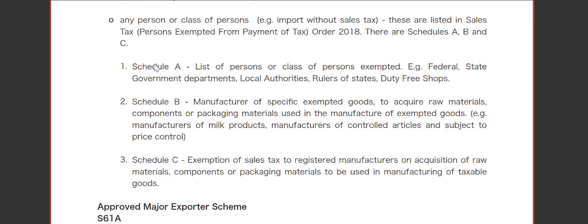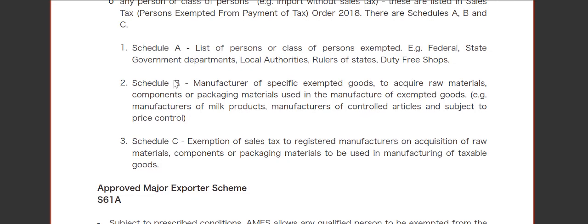Now then we also have Schedule A, B and C. Now Schedule A lists the persons that are being exempted. So if you fall in these categories, again, you're not going to have sales tax, like federal government, or if you are local authorities, your duty-free shops, okay? Now, Schedule B, these are actually for manufacturers, but they are the ones that produce specific exempted goods. And because they are producing specific exempted goods, they can acquire all their raw materials, components without sales tax, okay?